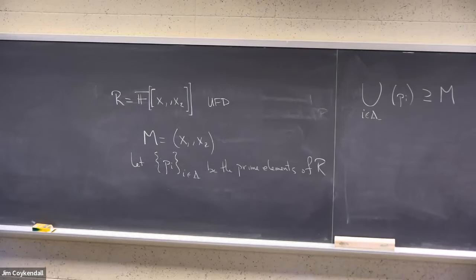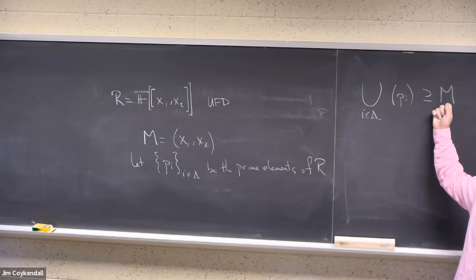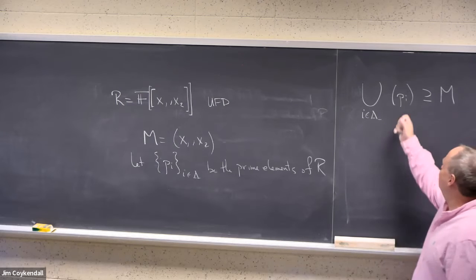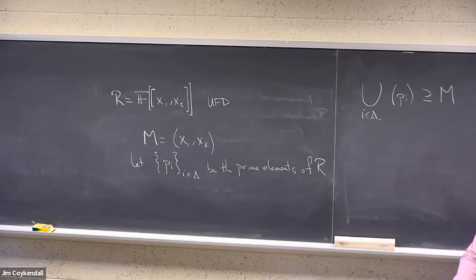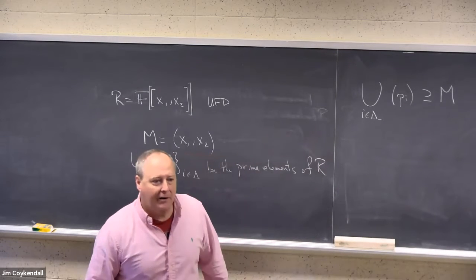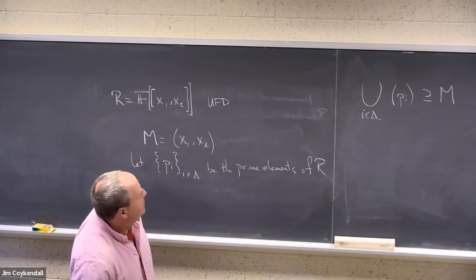Notice the maximal ideal has to be contained in there, right? Because this ring is a local ring, which means that everything that's not a unit is contained in that maximal ideal. So take your favorite element of that maximal ideal, whichever element you want. This is a UFD, so factor it into primes, and it is contained in every one of these prime ideals that's a factor of it. So the union of all these prime ideals contains the maximal ideal. Agreed?